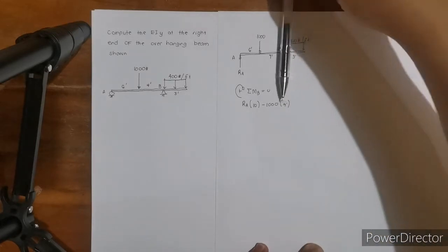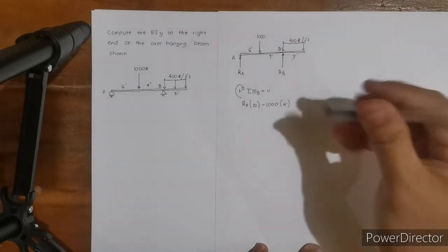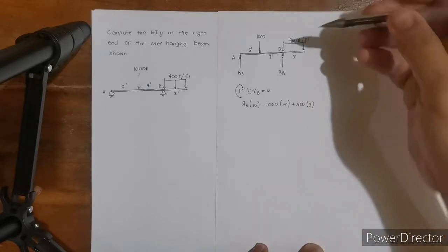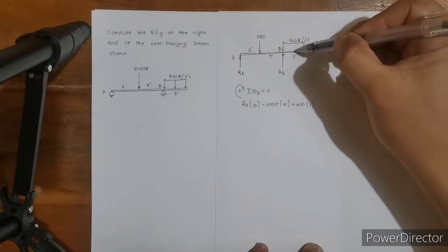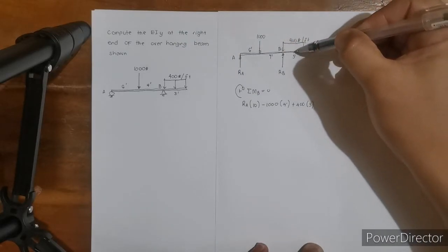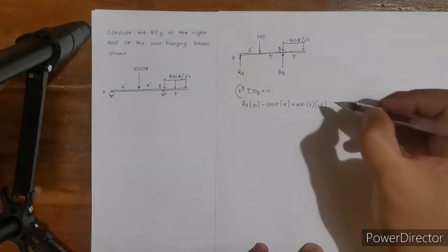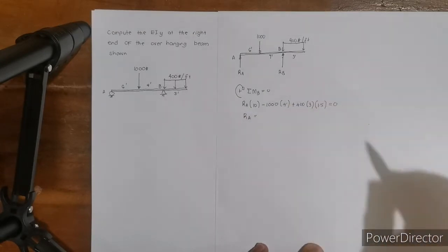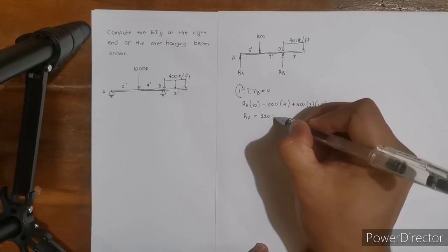And then 400 pounds, papunta kay point B, ang galaw ay clockwise motion, positive yun, plus 400 times 3. And then yung centroid, nasa gitna ng base, which is 3. Kalahati ng 3 ay 1.5, papunta kay point B is also 1.5. And that is equivalent to 0. So, solving for reaction at point A, calculator nyo lang po yun, guys. That will be equivalent to 220 pounds.